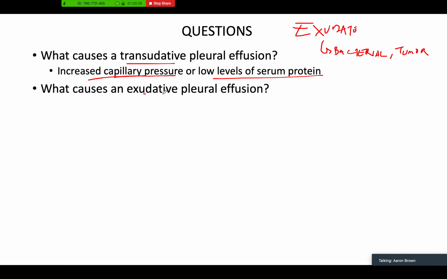So what causes an exudative pleural effusion? I feel like I've kind of given this one away. What causes an exudative pleural effusion?